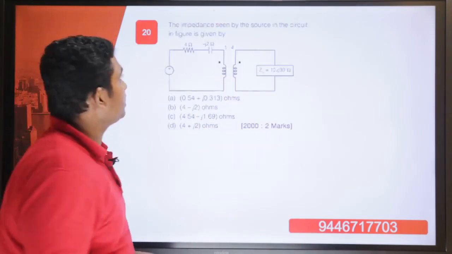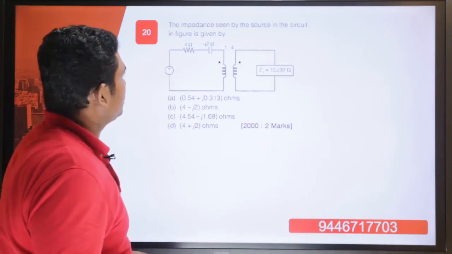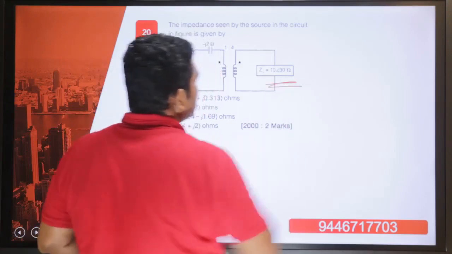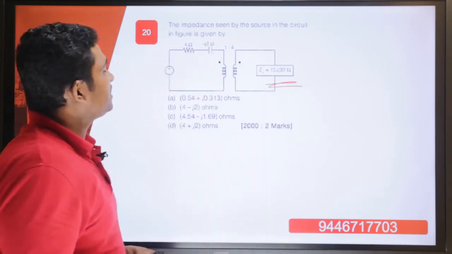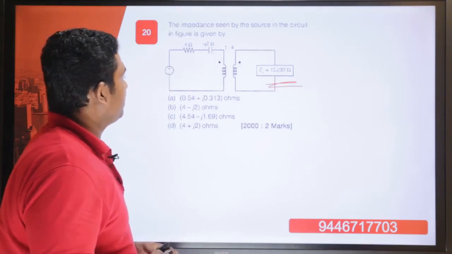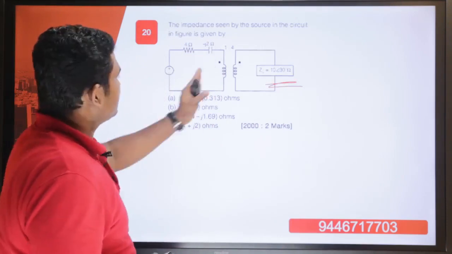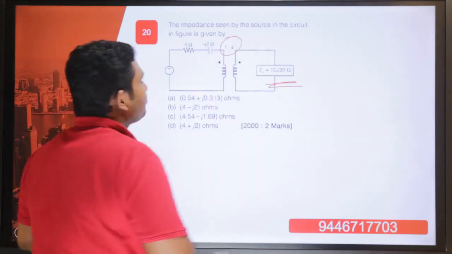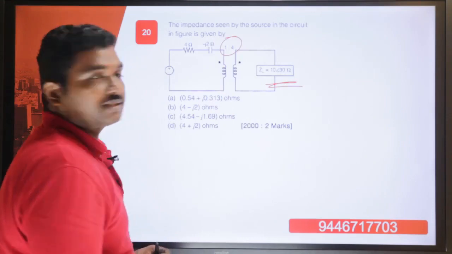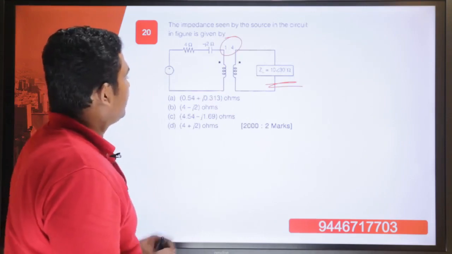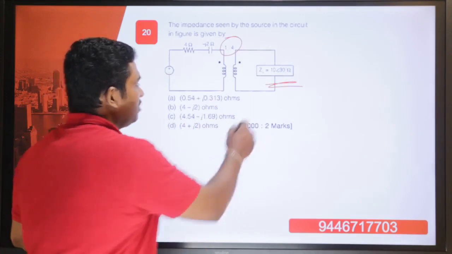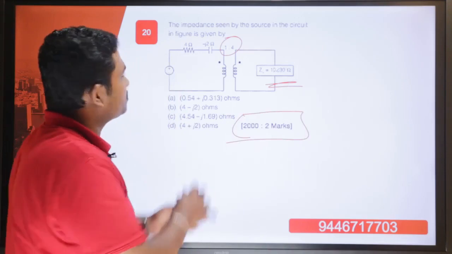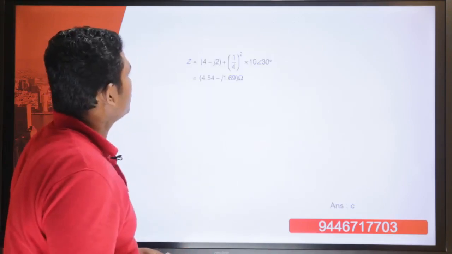Now moving into question number 20, the impedance seen by the source in the circuit in the figure is to be found out. This is our impedance ZL, which is 10 angle 30. This is also a question which involves mutual inductance, with a turns ratio of 1:4, N1 and N2, and there is also the dot convention. This is a question from GATE 2000 of 2 marks.